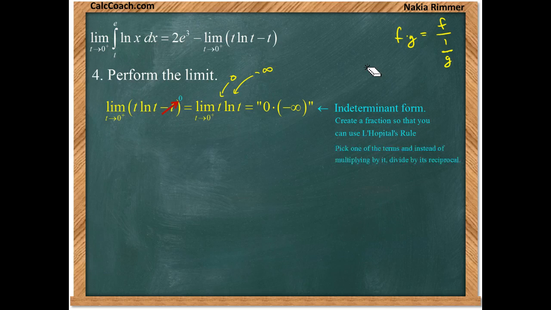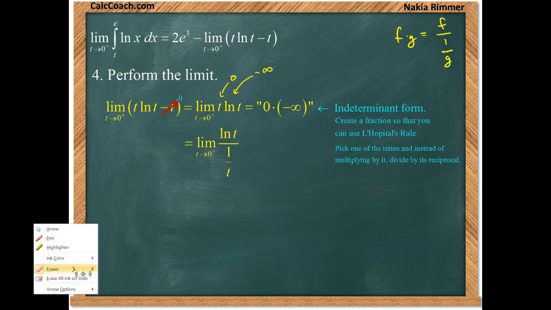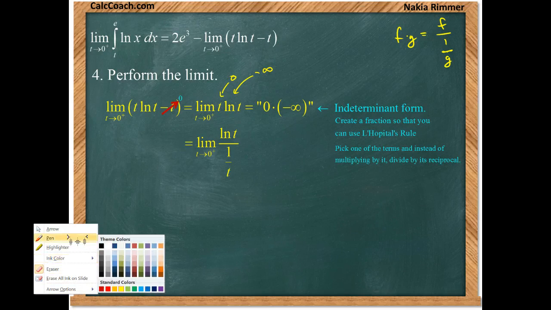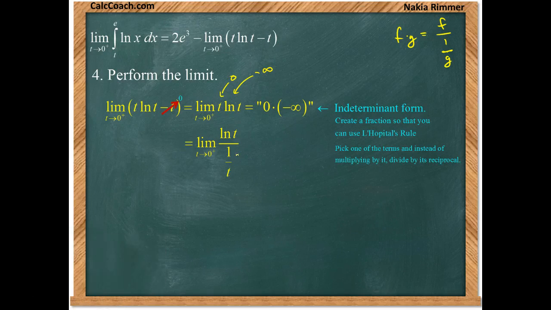Pick one of the terms, and instead of multiplying by it, we're going to divide by its reciprocal. Okay, so the easier one to deal with is the t. We'll divide by the reciprocal of t, and we would not have changed the problem at all. That still is t log t. But now what this creates for us is a fraction.